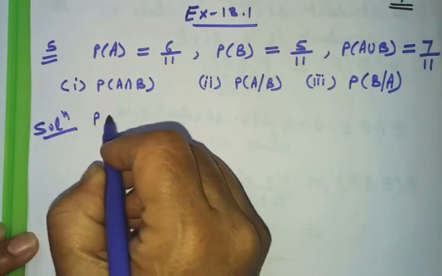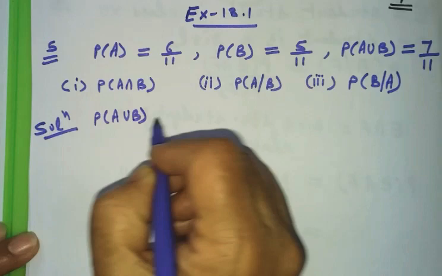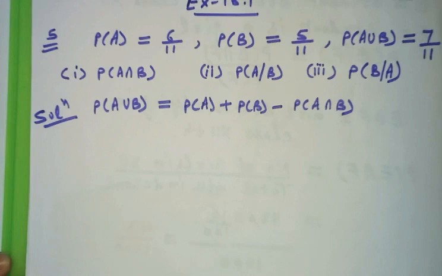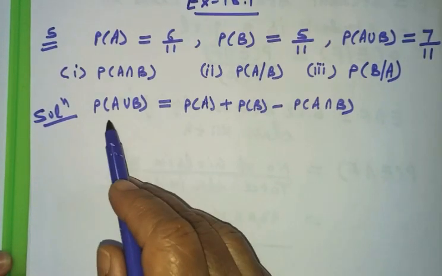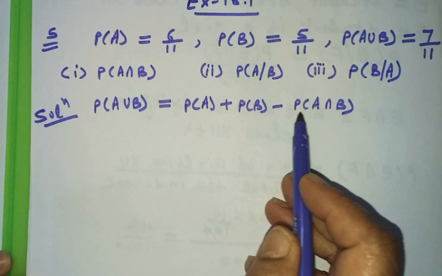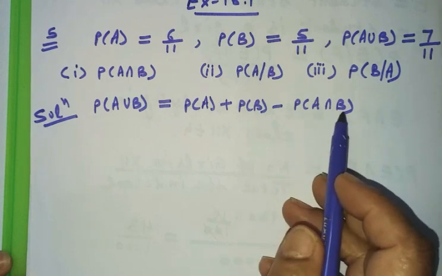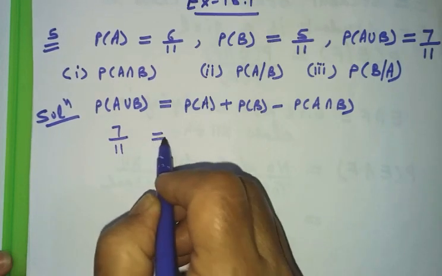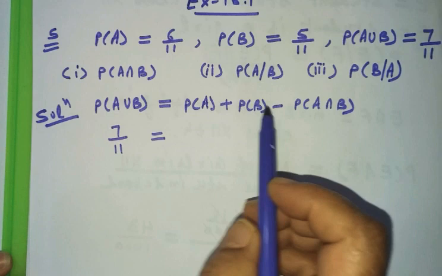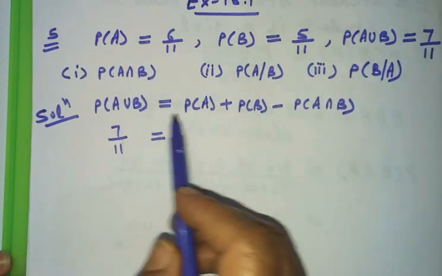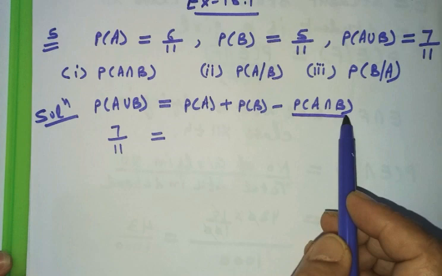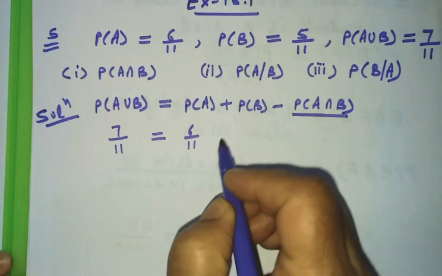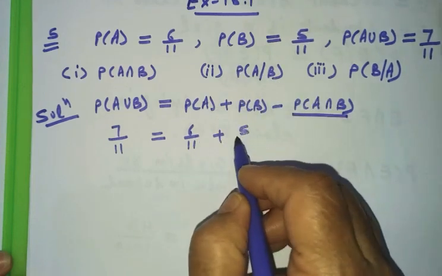Now we know the formula that P(A union B) is equal to P(A) plus P(B) minus P(A intersection B). Here it is given to us that probability of A union B is 7 by 11. So let us substitute the values of P(A union B), P(A) and P(B) from what is given in the question in this equation, and we will be getting the unknown value. P(A) is given to be 6 by 11, P(B) is given to be 5 by 11.